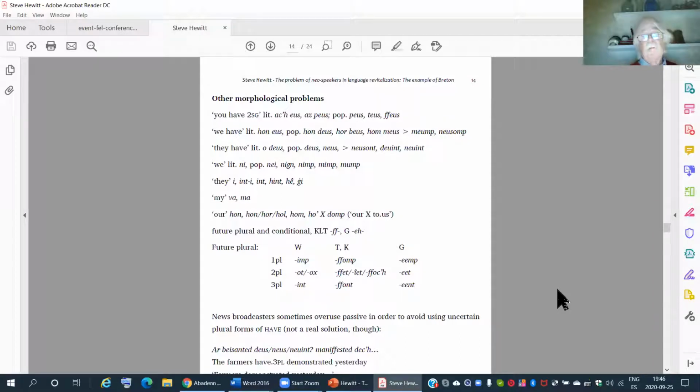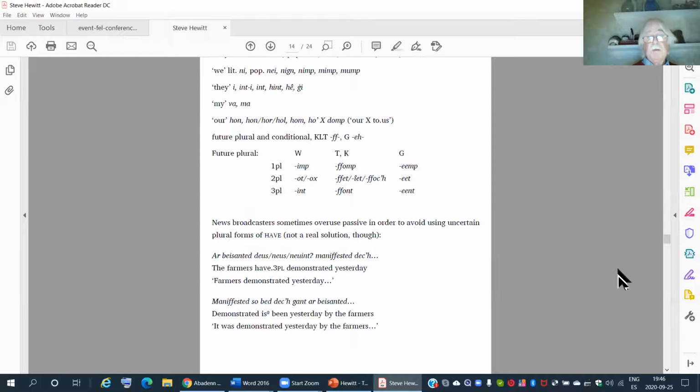There are other morphological problems. There's no agreement on forms for the verb to be. You have, we have, they have. It's all over the place. There's no one form that sticks out and is the obvious choice for a standard. Even pronouns, we, they, there's no obvious choice. My, our, there's no obvious choice. There's no obvious choice for the future plural.